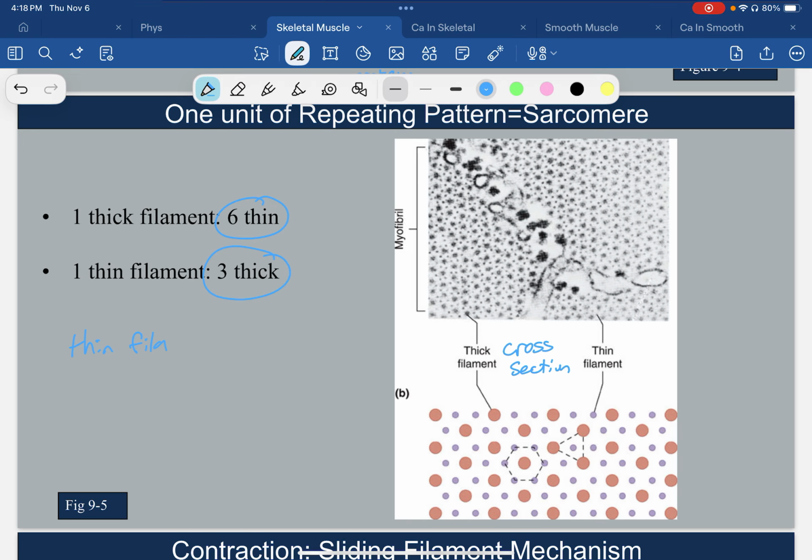Thin filaments double thick. So for one thick, you're going to have two thin. So perfect. And these numbers just come from down here, this diagram. You can see how there's one thick and six thin, or one thin and three thick.